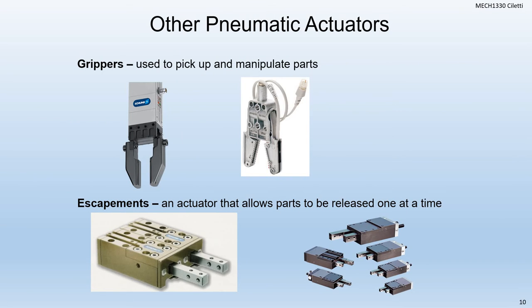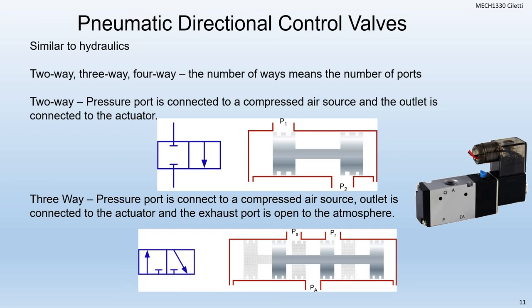We have grippers. We use those to pick up and manipulate parts. We have grippers on the end of all of our robots except for one. We have escapements. That allows parts to be released one at a time. We have some of that on the 870 trainer on station 4, as it waits in queue to be processed by the robot.